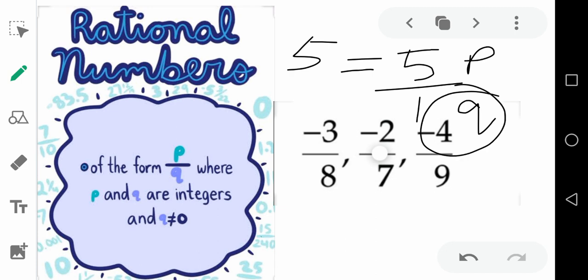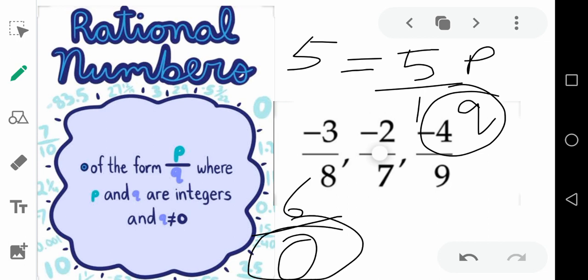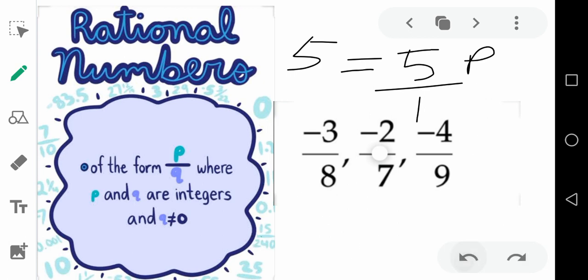Q should not be equal to 0. That means if I write 6 by 0, this is not a rational number, because the denominator should never be equal to 0. You know what the denominator is, right? In a fraction, the number which is above is the numerator and the number which is below is called the denominator, as we studied in our lower classes, right?